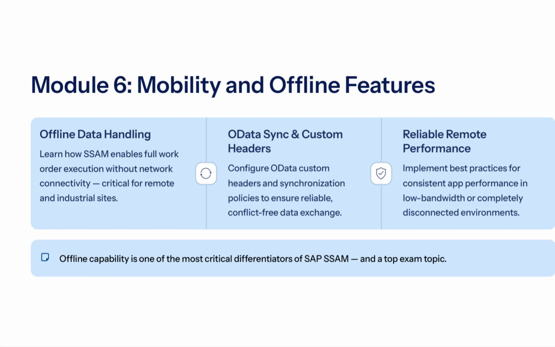Participants who learn how to configure OData custom headers and implement best practices for order execution without network connectivity will be able to improve the reliability and consistency of their app performance. Understanding how to handle data exchange in low bandwidth or completely disconnected environments is also essential for ensuring seamless operations in these settings. The ability to perform tasks offline is a vital differentiator of SAP SSAM, making it a critical topic for exam preparation.